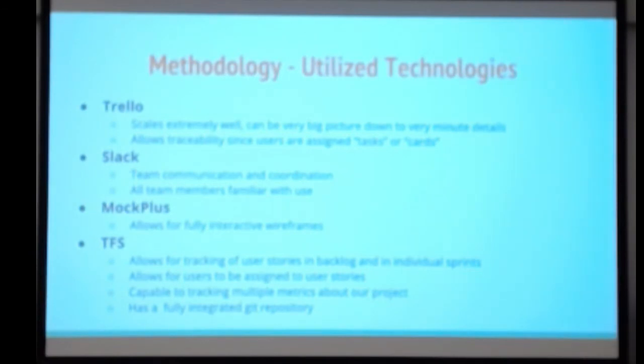So this is a quick list of the technologies we utilize to assist us with our methodology. First up, we use Trello. Trello allowed us to use almost a sort of Kanban board to keep track of our internal documentation and various other things that didn't apply directly to coding. We also use it as a brief risk management tool. We use Slack to talk because we needed a communication tool.